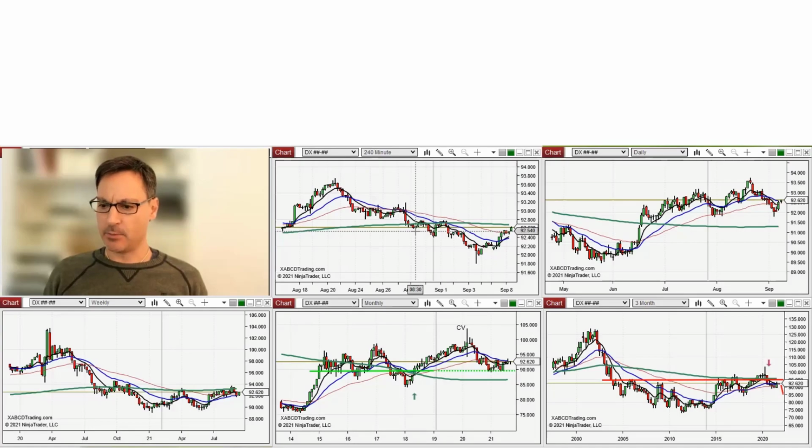Hello everybody, this is the monthly trend scan of the futures market, and let's focus here on these higher time frames. That's a quarterly, monthly, weekly, and then daily and 240. Now this is the US dollar index, the DX future, and this is the quarterly chart.